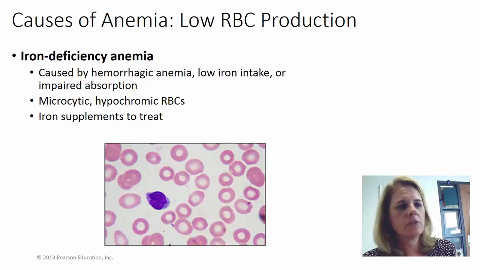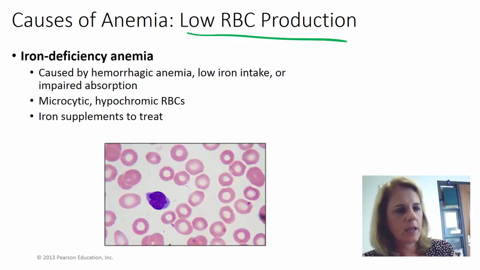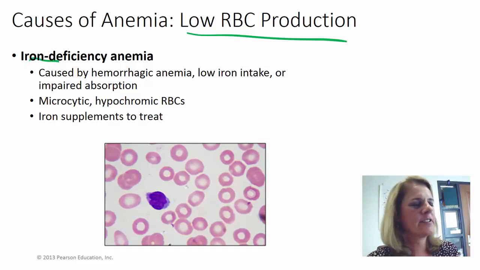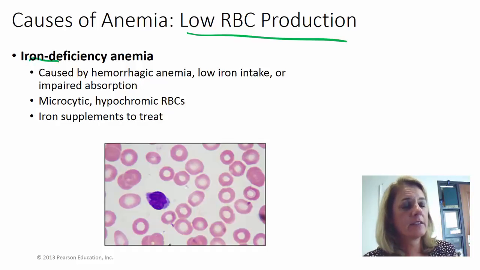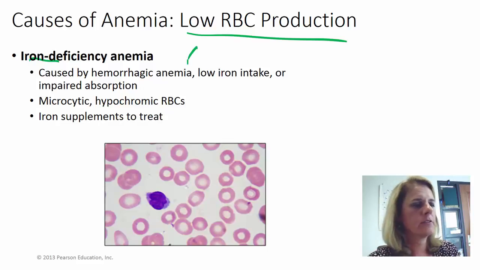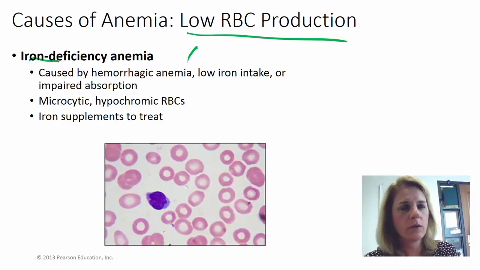Another way to be anemic is you don't have enough red blood cells, so low red blood cell production. One form of low red blood cell production is iron deficiency anemia. This can be caused by hemorrhage, like being stabbed, or a slow persistent bleed in your intestines, where you're basically sending iron right out your digestive system and getting rid of it. So you're not recycling it like you're supposed to, or you're not getting enough in.